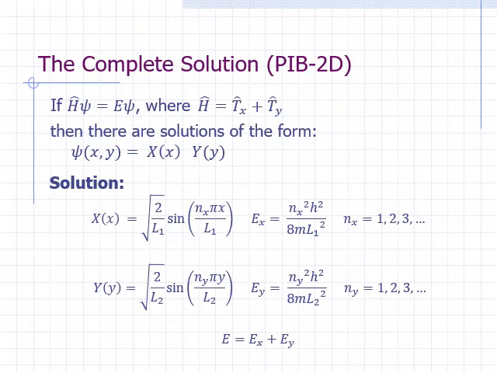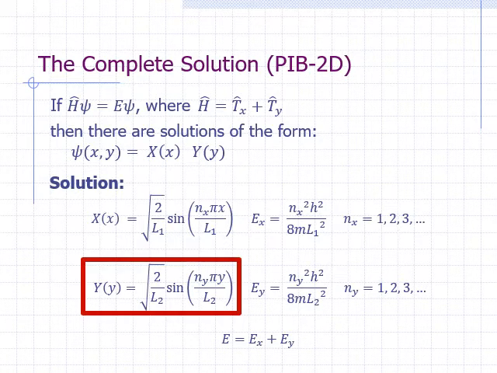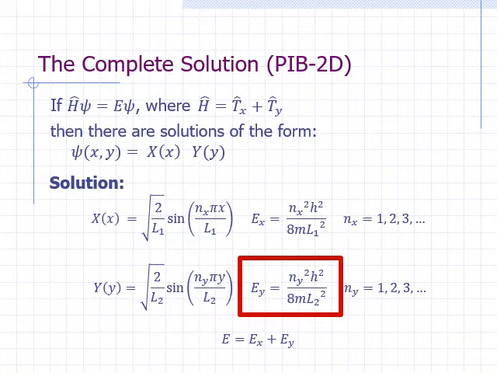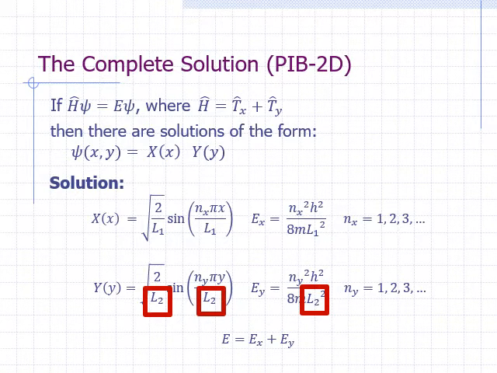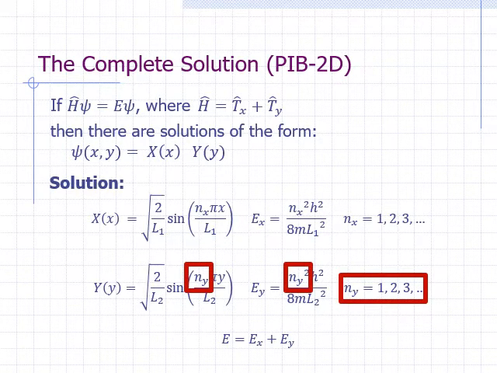Similarly, we can solve for the part of the wave function that depends only on the y-coordinate, and it is equal to square root of 2 over L2 times sine of n sub y pi y over L2. The eigenvalue E sub y is n sub y squared times h squared over 8m L2 squared. Here, L2 is the length of the rectangular box along the y-axis, and n sub y is another quantum number with similar restrictions as n sub x.